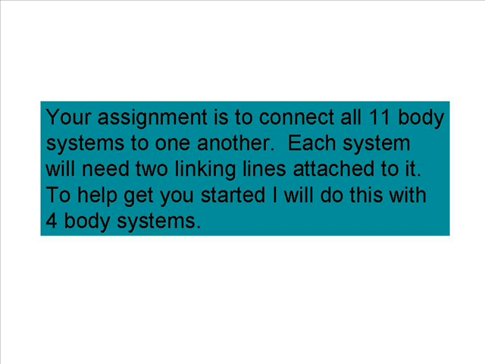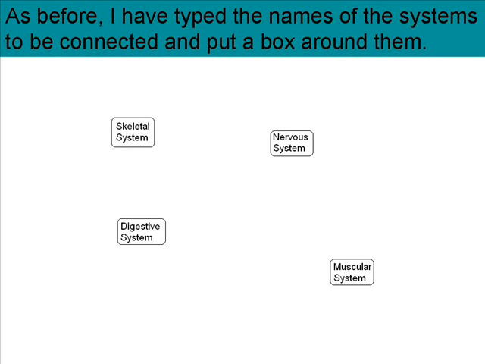Right, so I'm going to start with 4 body systems and just kind of do a basic thing to get you started. So the 4 systems that I've selected to use are the skeletal system, the nervous system, the digestive system, and the muscular system. So as before, I went into Paint, I typed in the names of the systems, right? And I kind of put a little box around them to enclose them together, right? So it's obvious that skeletal system is one thing.